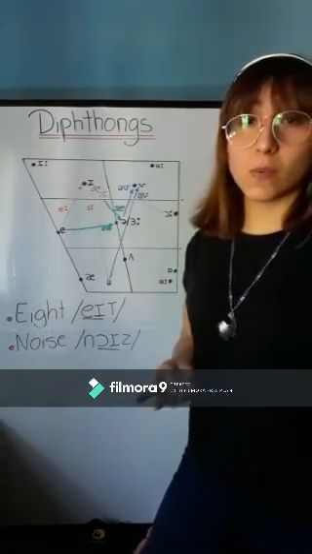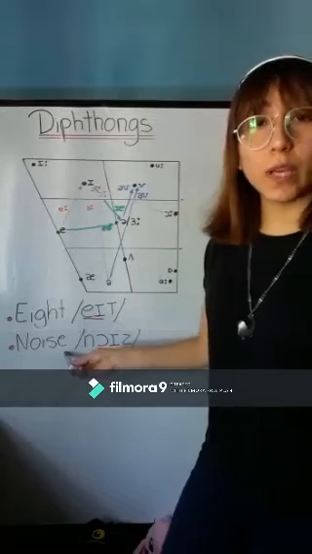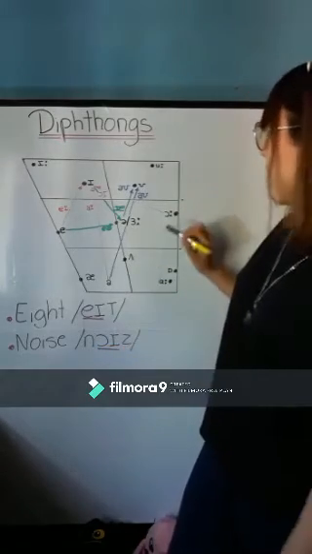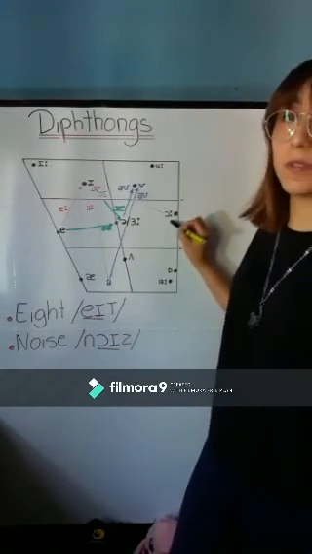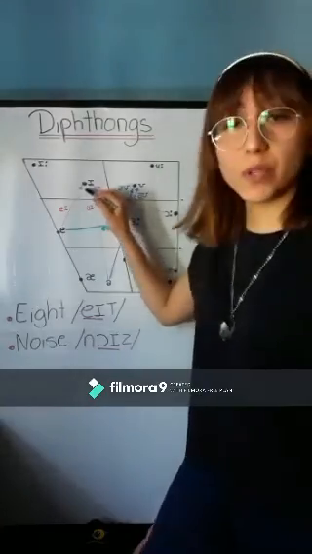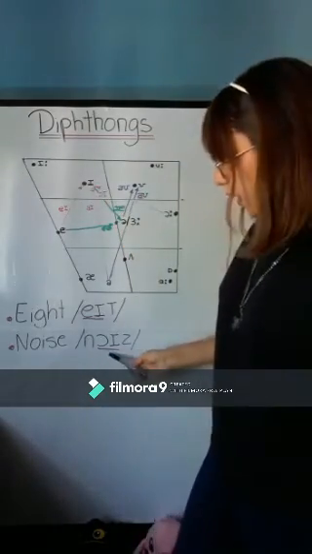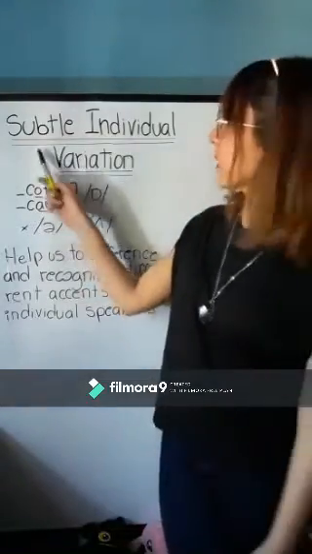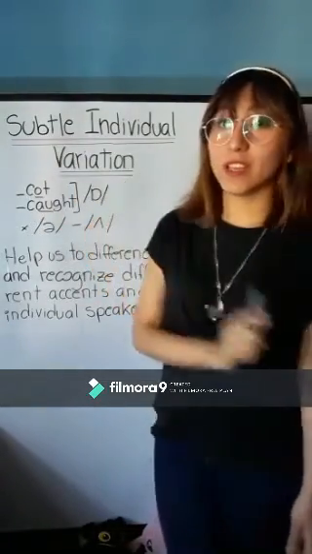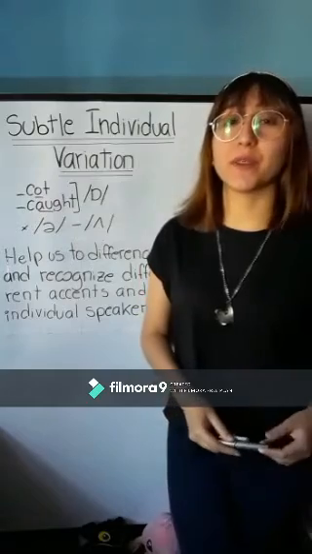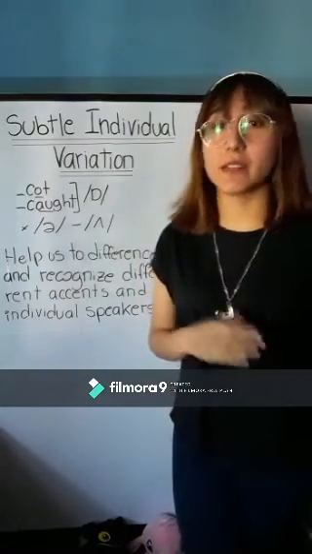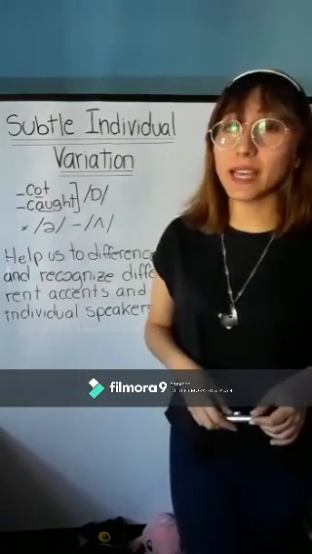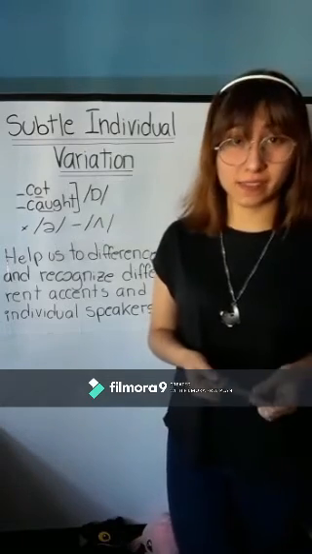Another example is the word noise. We go from the mid-back vowel sound o to the high-front vowel sound i to produce the diphthong oy. The last topic of our presentation is subtle individual variation. Vowels are notorious for varying between one variety of English and the next. Often this is a key element to recognize different accents.